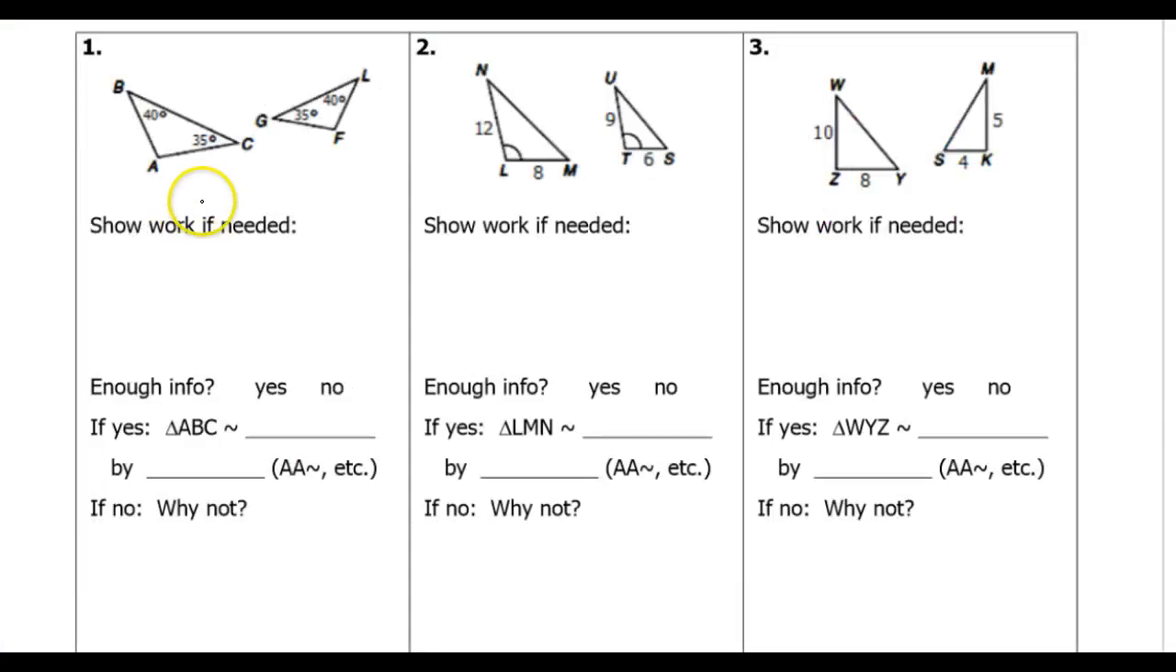So looking at problem number 1, is there enough information to say that these two triangles are similar? Well, I see that they have two angles that are congruent, so they will be similar by the angle similarity postulate. And if that's the case, angle A is going to correspond to angle F. Angle B is going to correspond to angle L. They're both 40 degrees. And that leaves angle G.